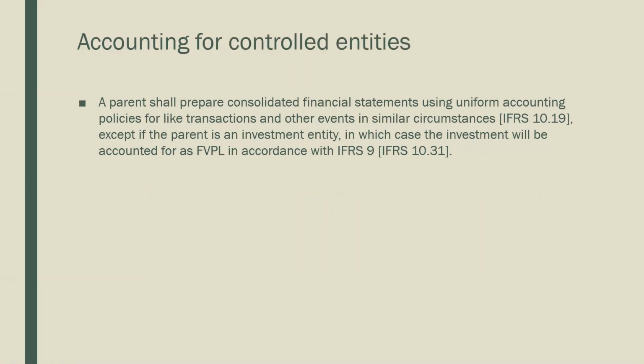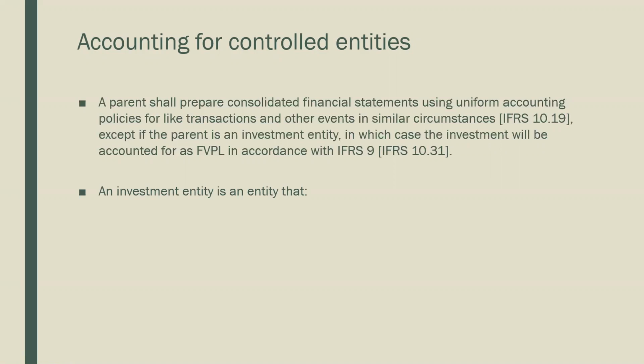Accounting for controlled entities. A parent shall prepare consolidated financial statements using uniform accounting policies for like transactions and other events in similar circumstances, as per IFRS 10, paragraph 19, except if the parent is an investment entity, in which case the investment will be accounted for as fair value through profit or loss in accordance with IFRS 9. That's paragraph 31. So what's an investment entity?